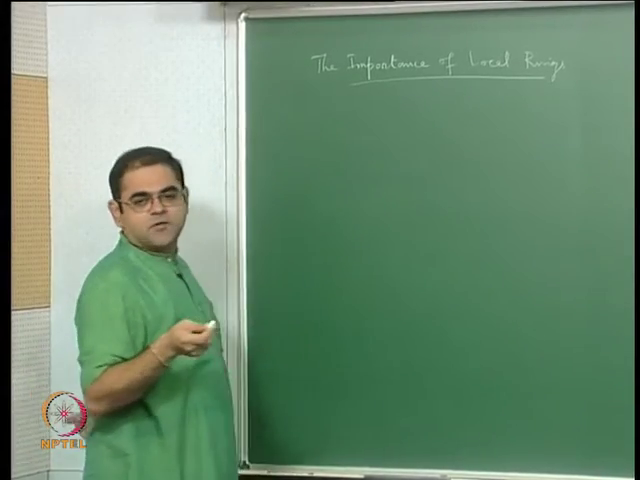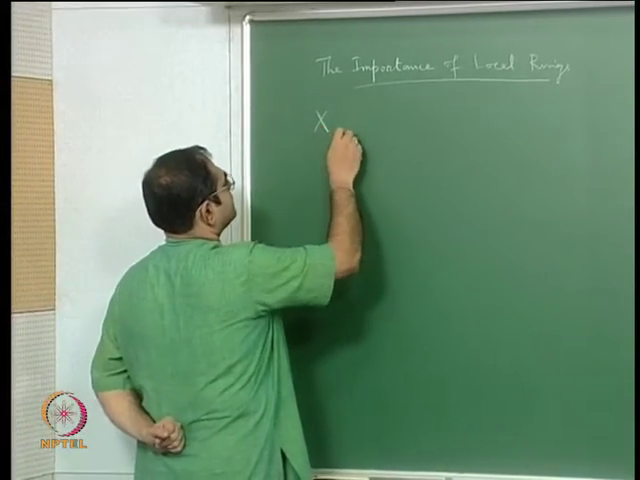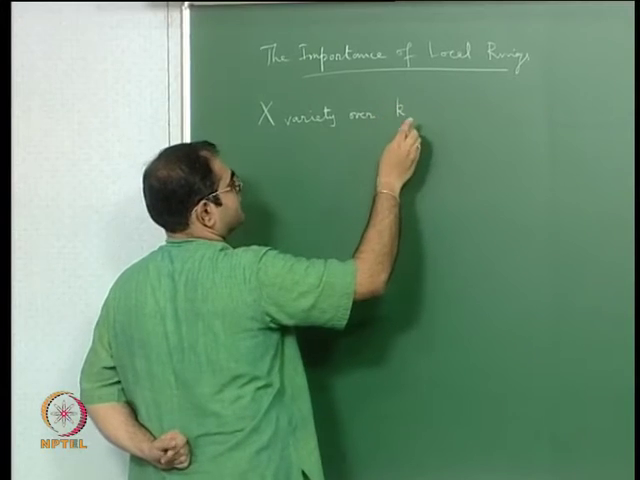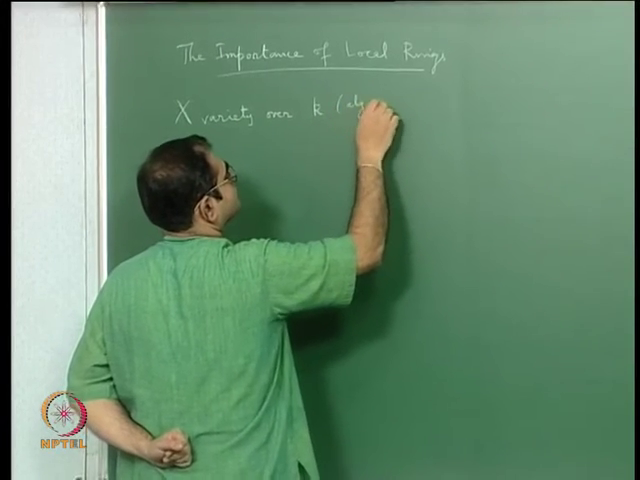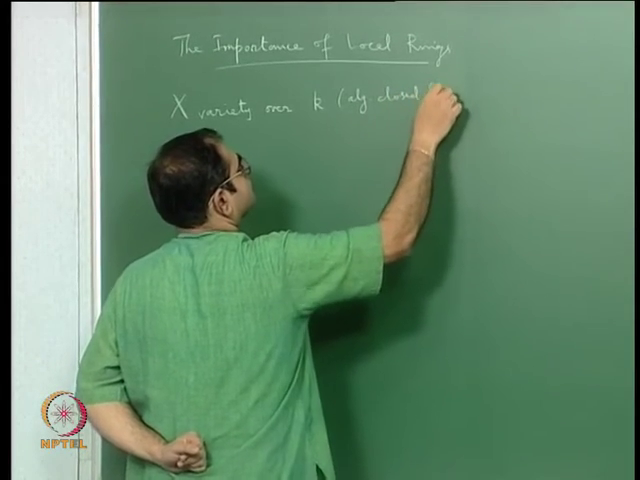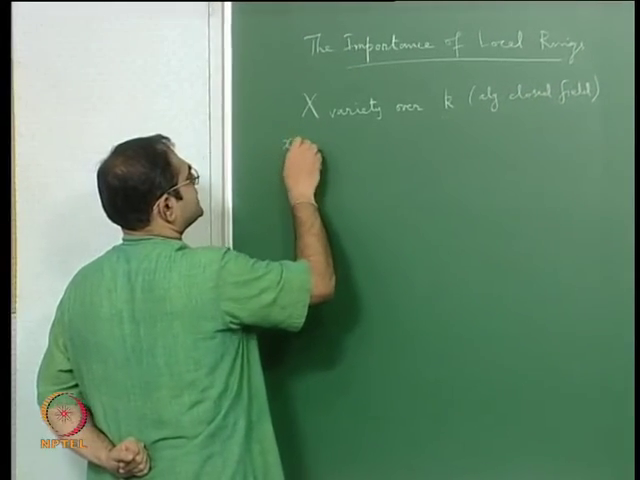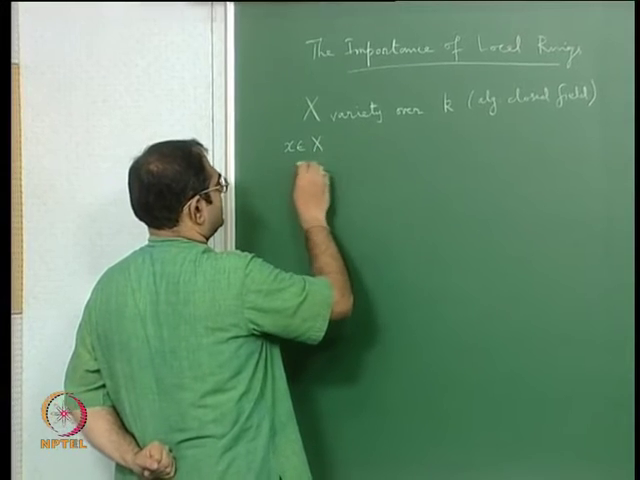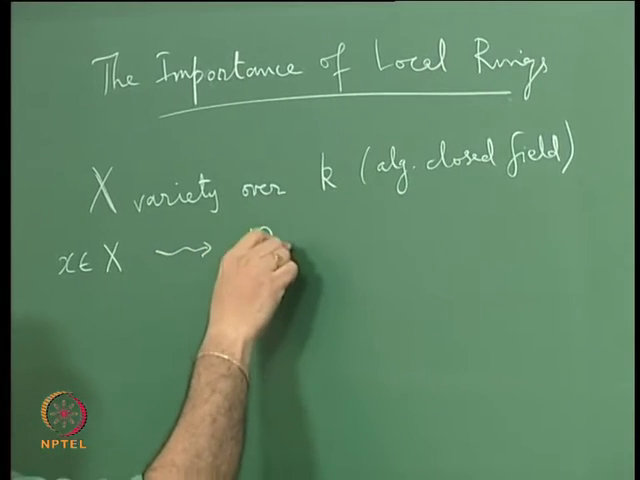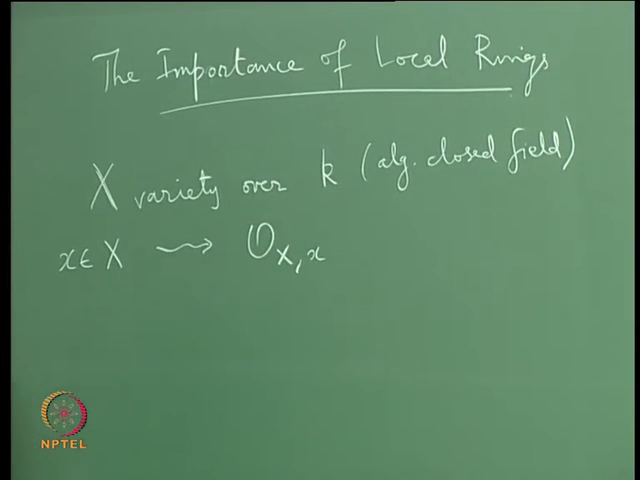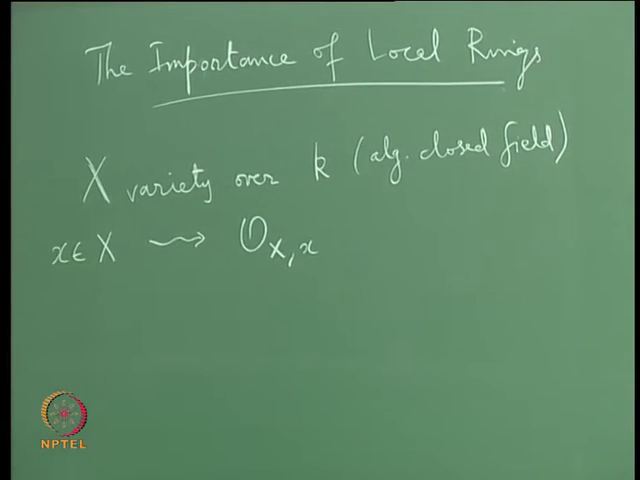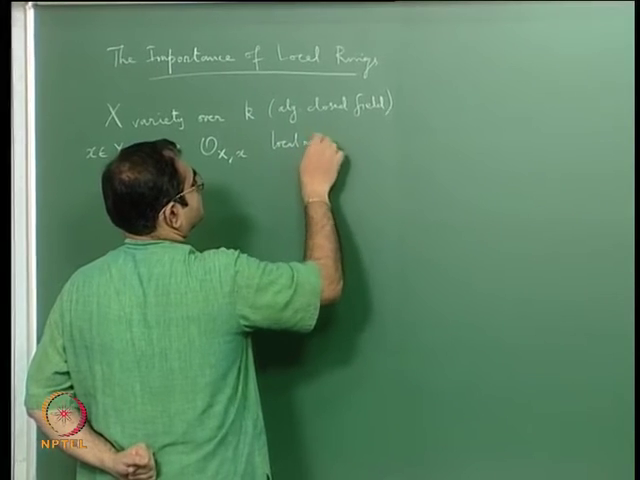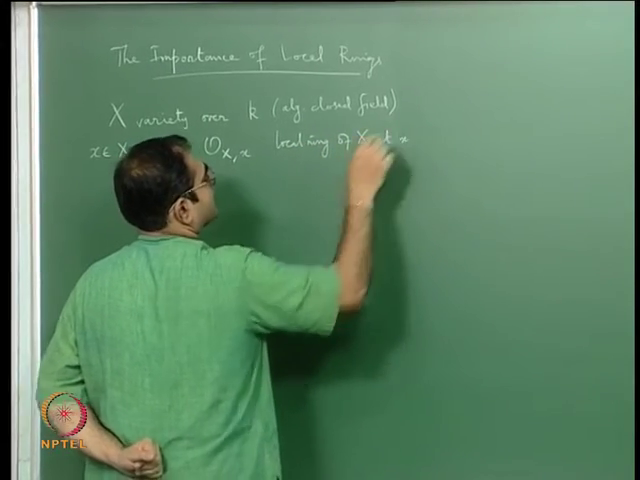So we've already seen this, that if X is a variety over an algebraically closed field K, and you take a point small x in capital X, then we have defined the local ring of the variety capital X at the point small x, okay. So this is the local ring of capital X at small x.